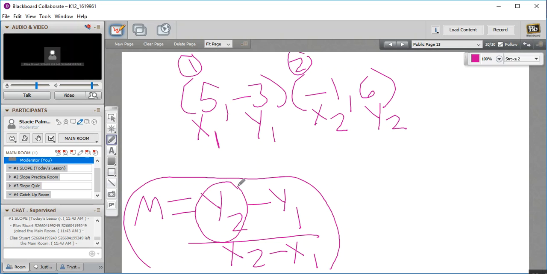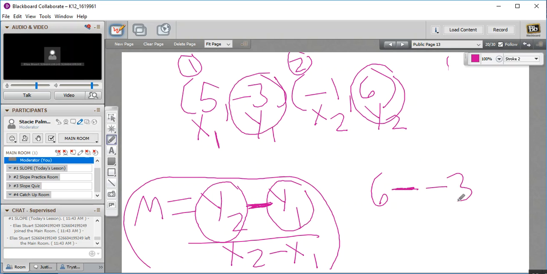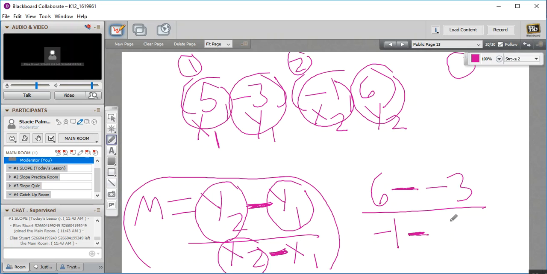So instead of the y2, we know our y2 is a 6. Then there's a minus sign, so we write down our minus sign. Then instead of our y1, we know our y1 is a negative 3. And then our x2 is a negative 1. Then we have a minus sign. And then our x1 is a 5. And now we just simplify. 6 minus negative 3 would really be 9. Negative 1 minus 5 is negative 6. So our slope is 9 over negative 6.